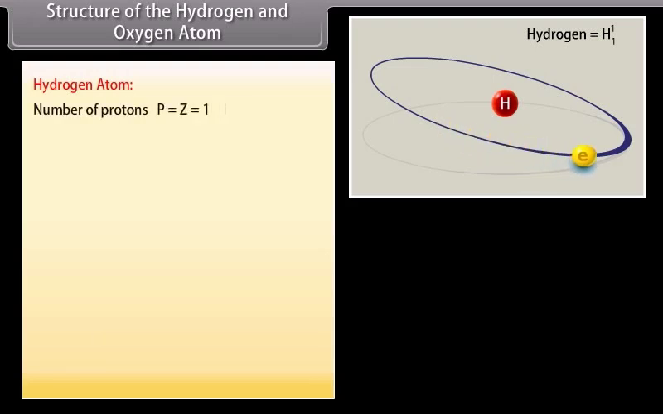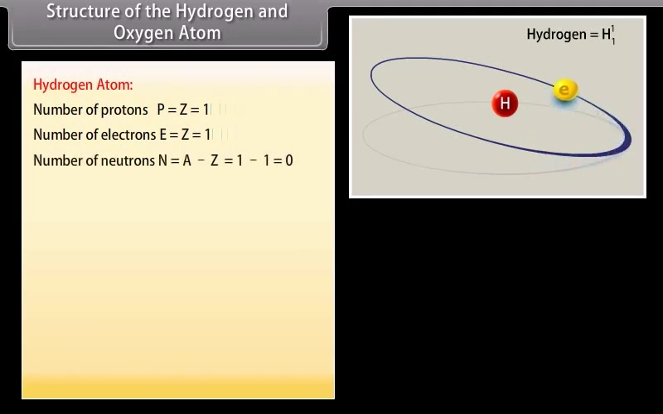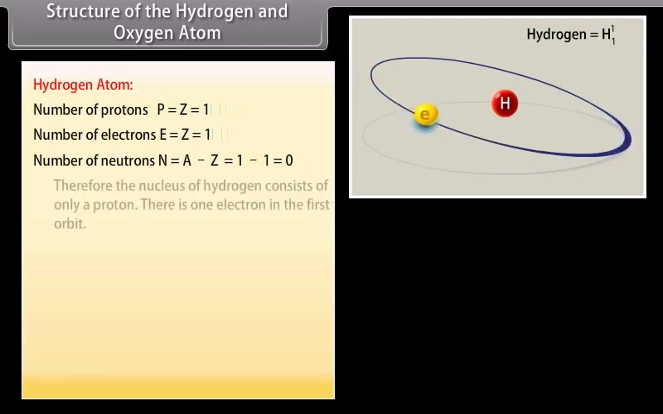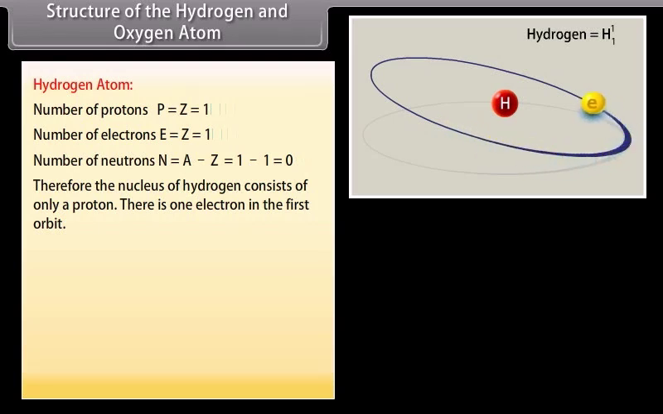Structure of the hydrogen and oxygen atom. Hydrogen atom. Number of protons, P, is equal to Z, is equal to 1. Number of electrons, E, is equal to Z, is equal to 1. Number of neutrons, N, is equal to A minus Z, which is equal to 1 minus 1, which equals 0. Therefore, the nucleus of hydrogen consists of only a proton. There is 1 electron in the first orbit.